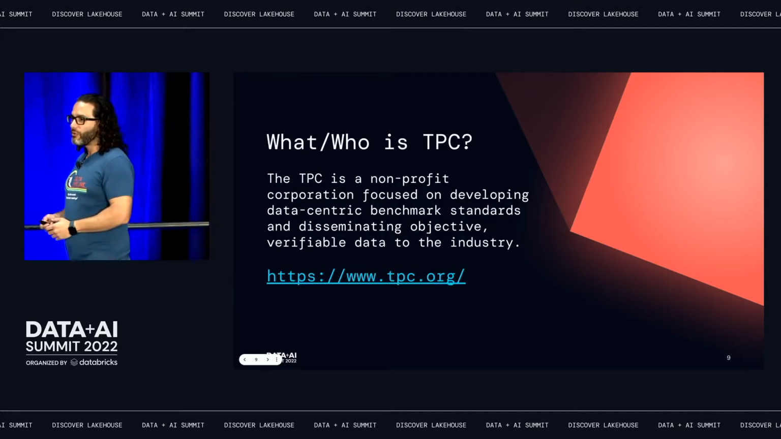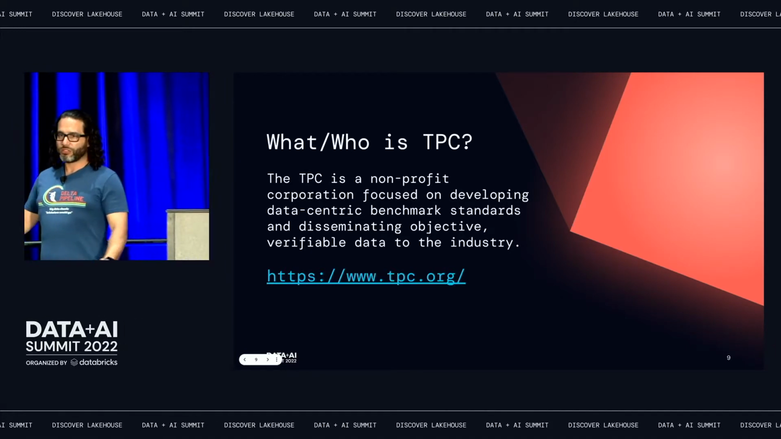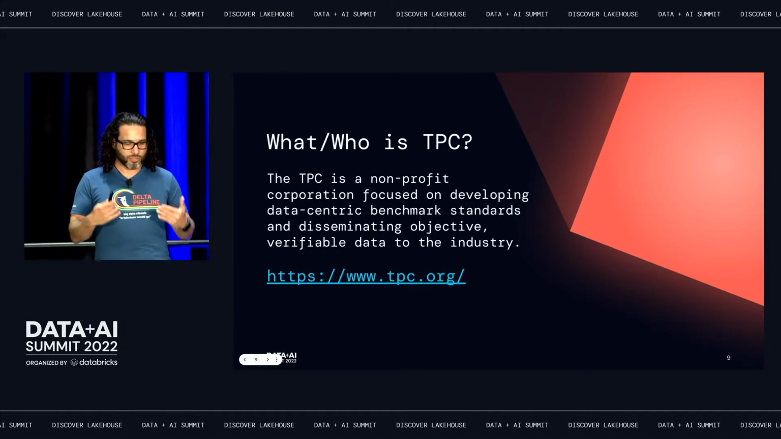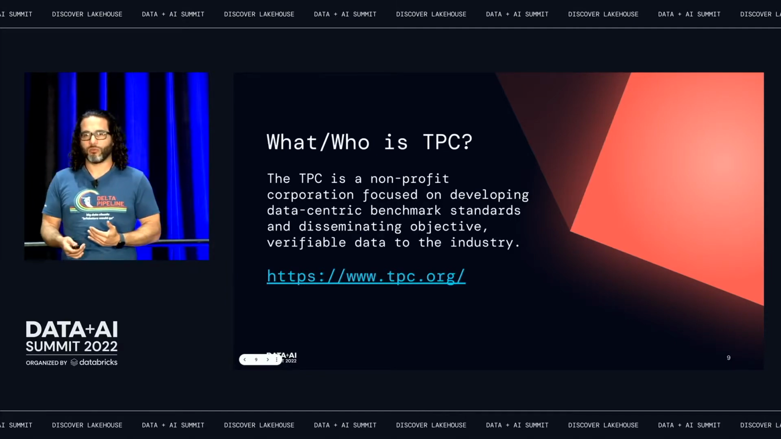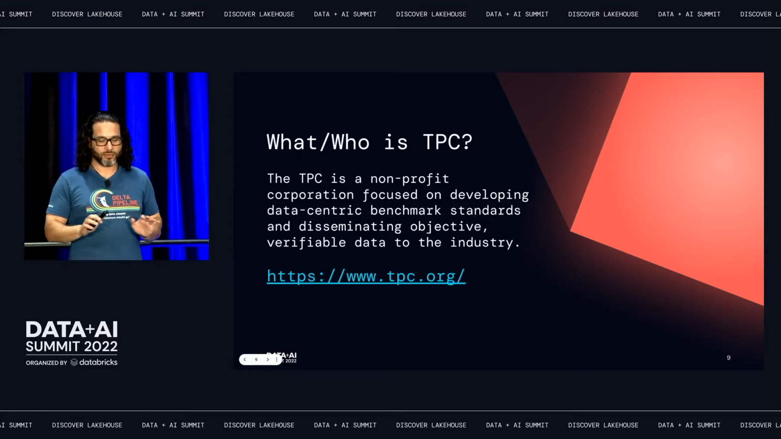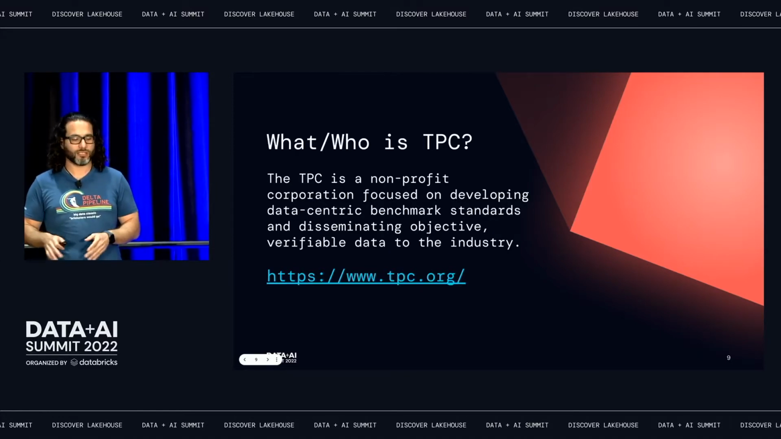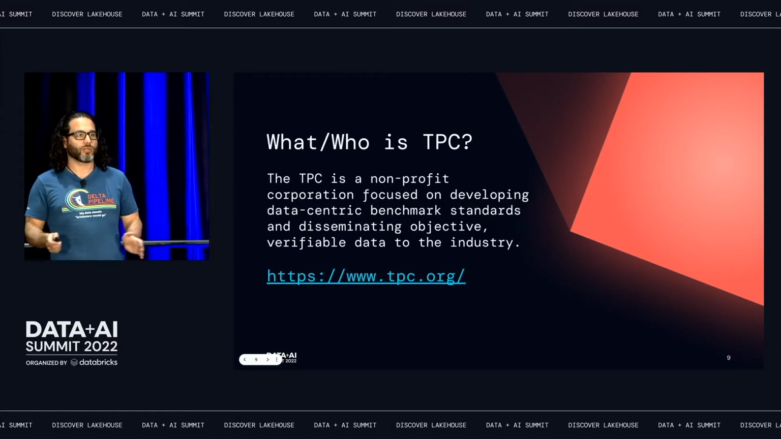But anyway, what you need to know about these database researchers is that their sole interest in life is to purely, objectively determine how price performant these data management systems are. And they don't really care about vendors. They just want verifiable data that they can give to the industry so they understand just what they're buying.